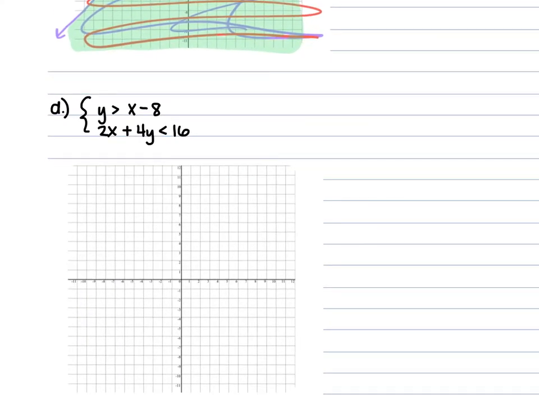For D, we have y is greater than x minus 8. So negative 8, go up 1 over 1. And then we would shade above it.